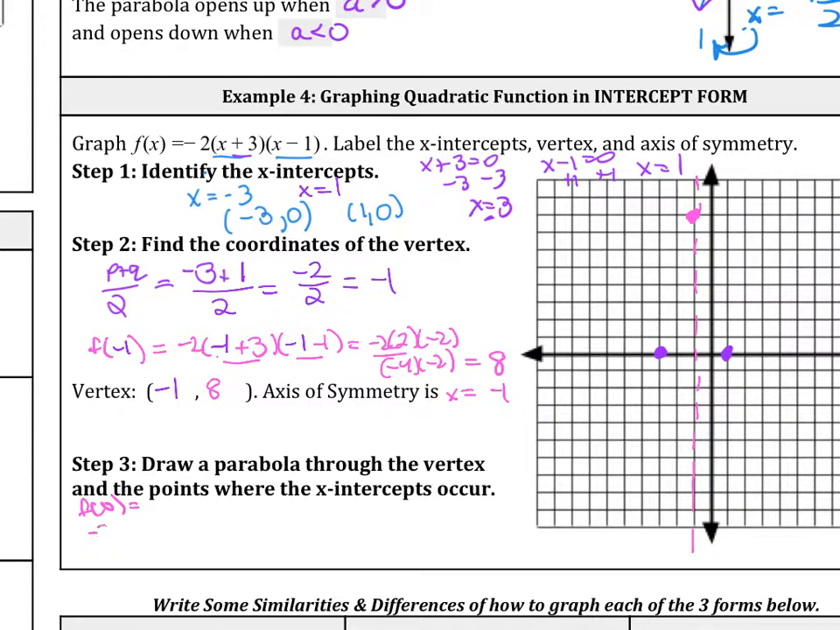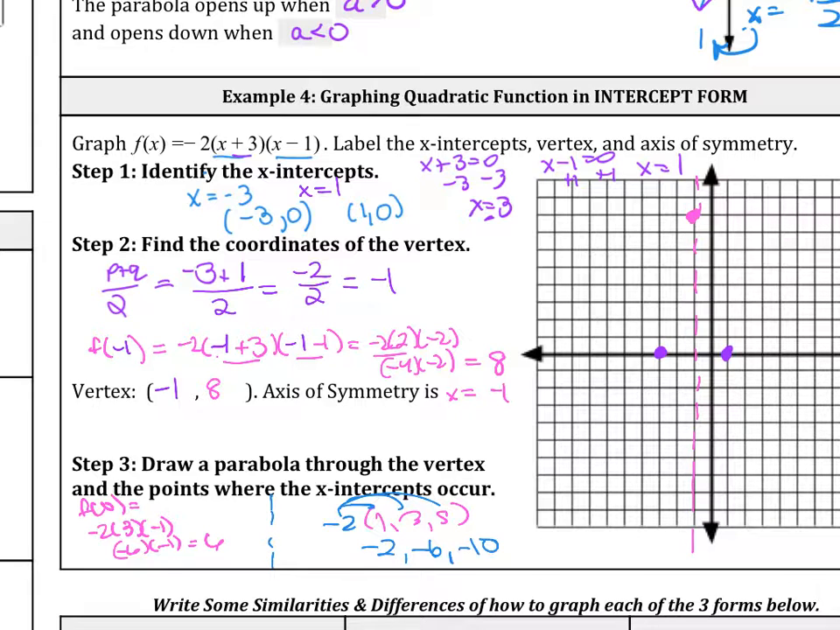So if we plug in 0, it's negative 2 times 0 plus 3 is 0, and 0 minus 1 is negative 1. So that would be negative 6 times negative 1, which is a positive 6. Okay, now if I use the pattern 1, 3, 5, I multiply the a value of negative 2 to the front. So therefore negative 2, negative 6, and negative 10.